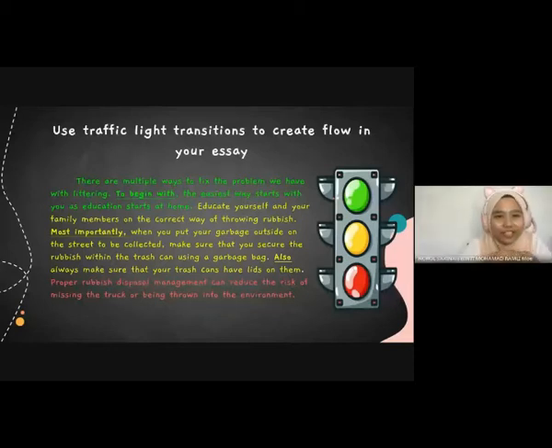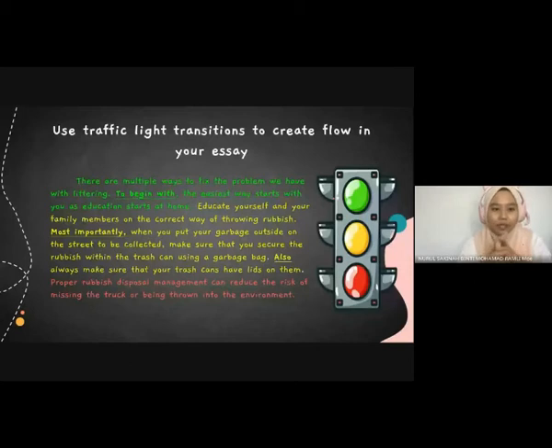Okay, good, Pavitra. Thank you very much. All right. So now that after you have created the bridge, now you come to another paragraph. And again, you start your paragraph with a topic sentence. You should tell your readers that, okay, this is what I'm going to tell about in the next paragraph. So there are multiple ways to fix the problem we have with littering. Bila dah baca ni, so your reader know, okay, you are going to tell multiple ways. You are going to tell ways to fix the problem.